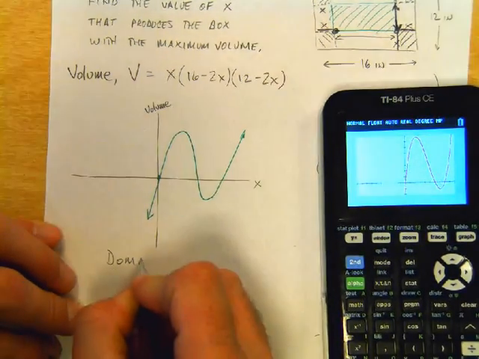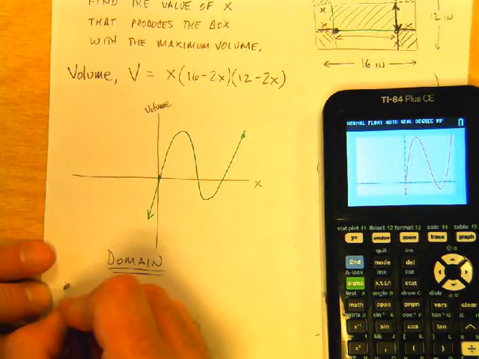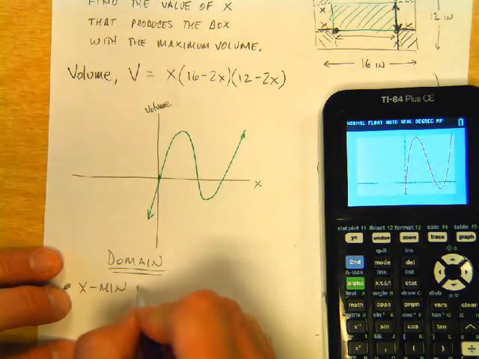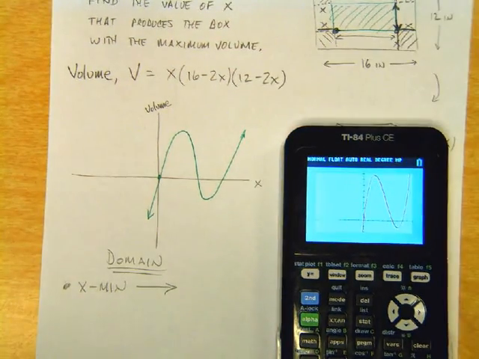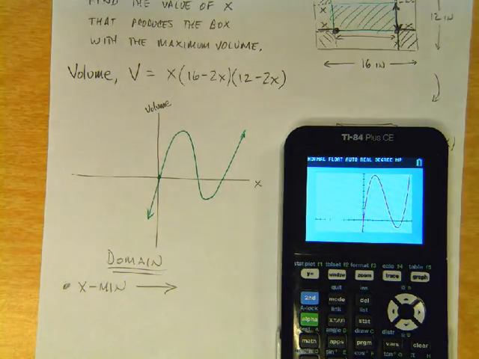Okay. Let's figure out what is the smallest value that x can be in this equation. Okay, now think about this sheet. You're going to cut out that little corner. Can you cut out a negative distance? No, so it can't be negative.